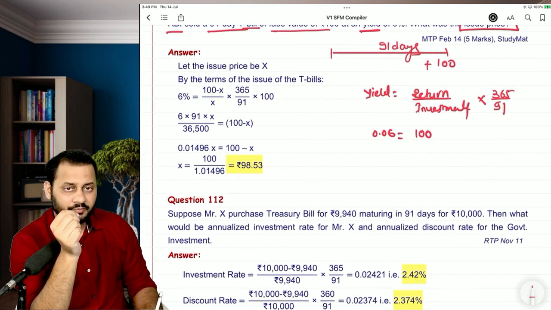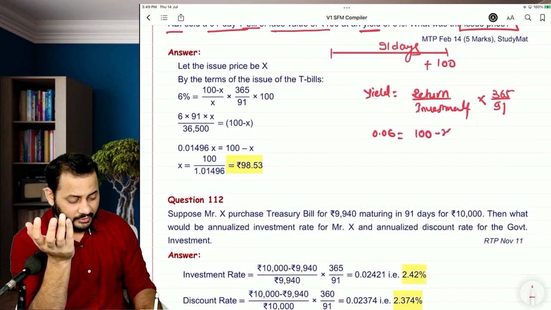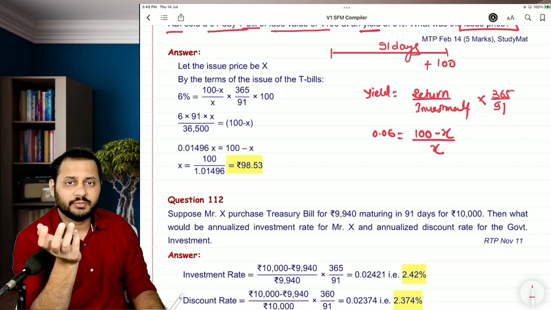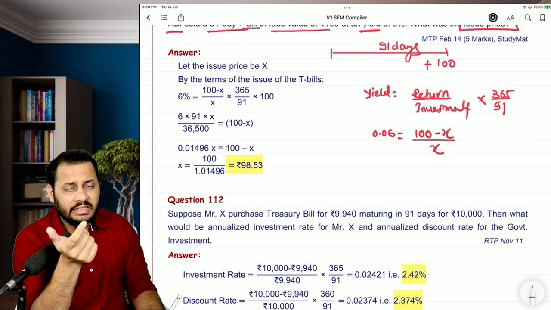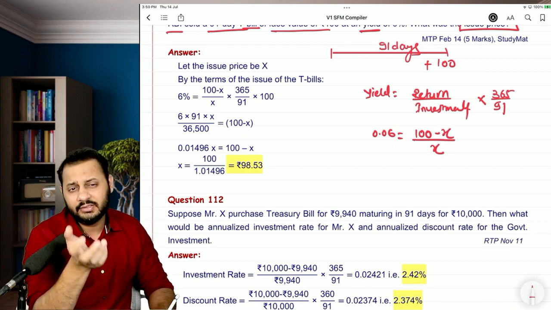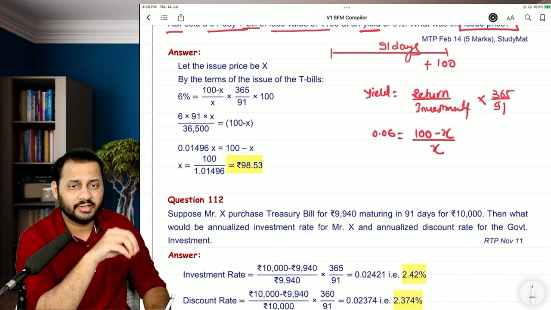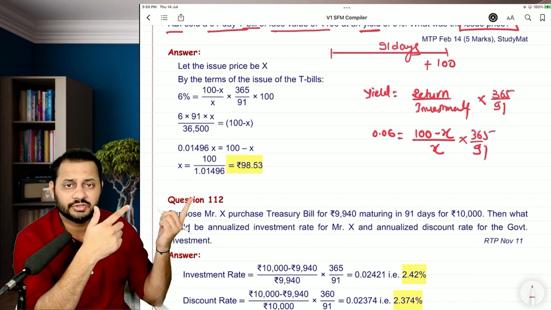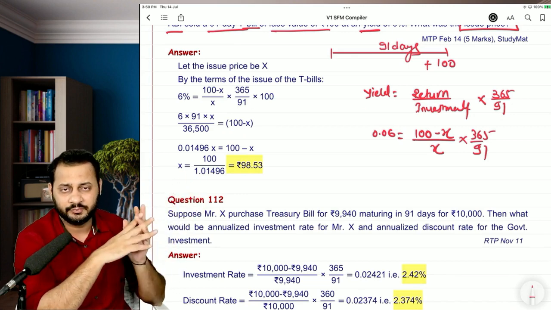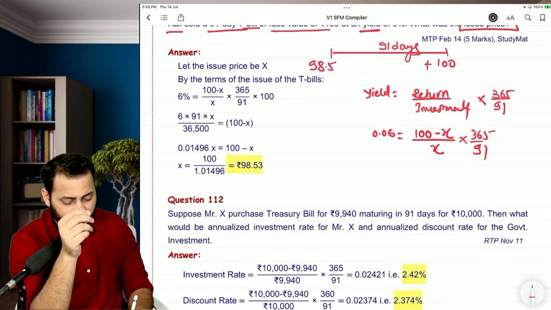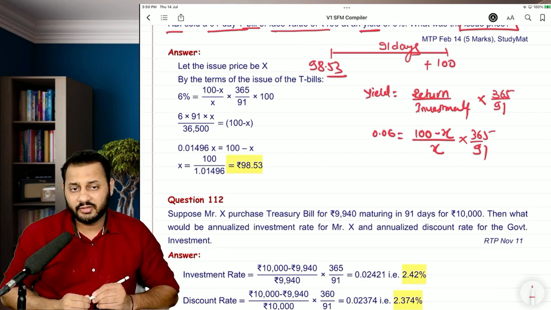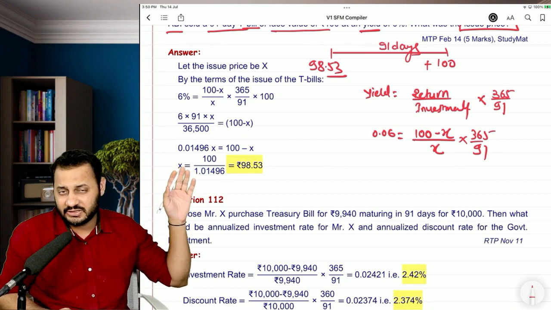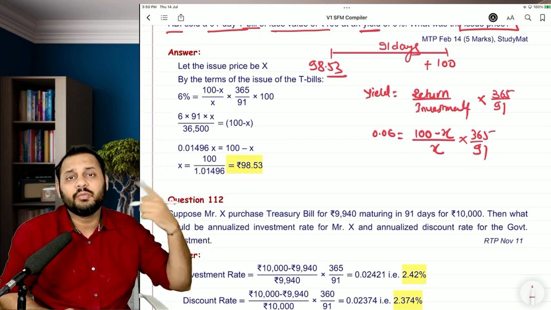100 rupees is the price that you will receive back, and the investment was X, the issue price, on X amount. The numerator can be easily understood as the return divided by the investment. So 365 divided by 91, you can solve this question, you will get X as 98.53. So if you issue the treasury bill at 98.53 and redeem after 91 days at 100 rupees, we can say that the person who is investing in this treasury bill is earning 6% on a per annum basis.